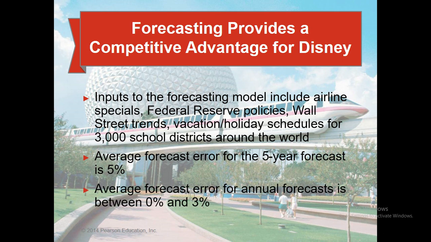So the average forecast error for the annual forecast is between 0% and 3%, right? It is amazing that for their annual, per-year forecast, the margin of error is 3% or even 0. So what does that mean? If the margin of error is 0, they are 100% confident that their forecast will really happen. Okay? If we say 3%, they are 97% confident that their forecasting will really happen, and only 3% is their margin of error.